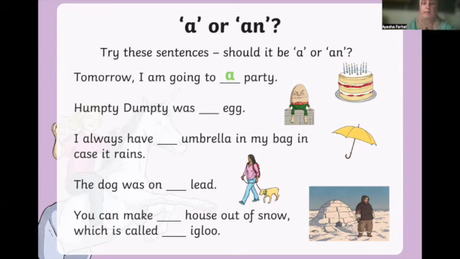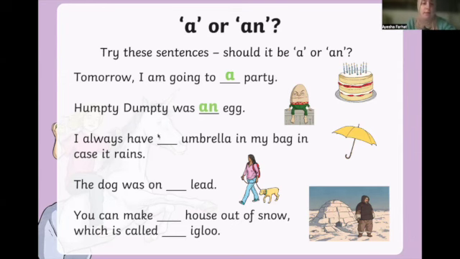Okay, let's go through. Humpty Dumpty was something egg. Now, looking at my rule, A, E, I, O, U. E is a vowel. According to my rule, when the word begins with a vowel, we have to use an. So Humpty Dumpty was an egg. Okay, let's go to the next one.